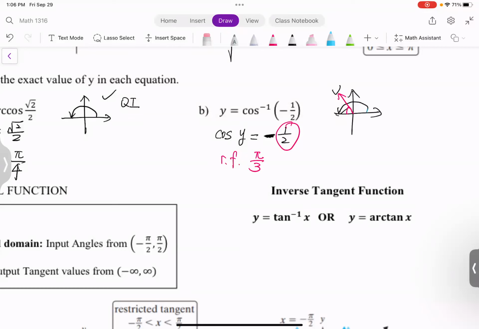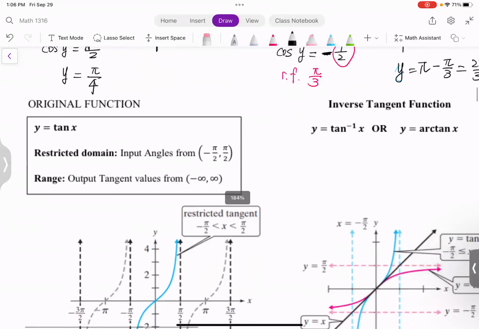So the actual angle is from initial to terminal to here. So I'm using 180 minus, so the y equals 180, or use pi minus pi over 3. So it's 2 pi over 3, is 120 degrees or 2 pi over 3. All right, let's see tangent.